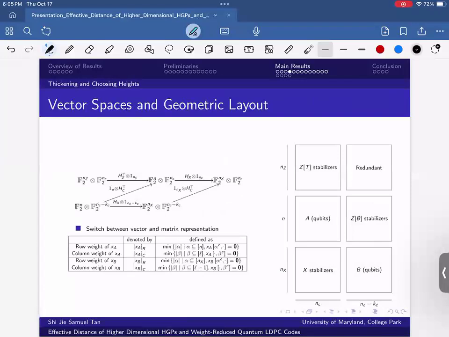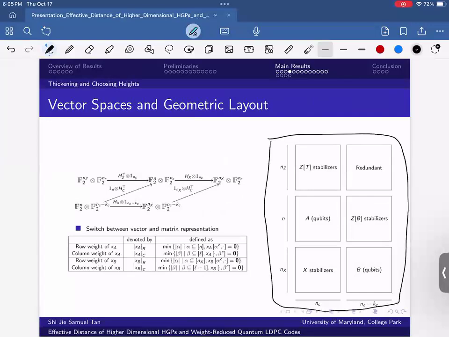So this is the geometric layout over here. Notice the rows and columns. There's NC and NC minus KC; those are the classical code parameters. And then NZ, N, and NX are the quantum code ones. Over here, you can think of one long column as one copy of the quantum code, because the X stabilizers will act on the qubits like this, and the Z stabilizers will act on the qubits like this.